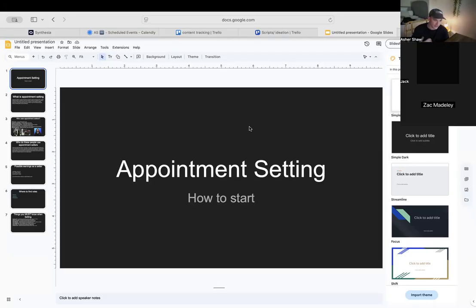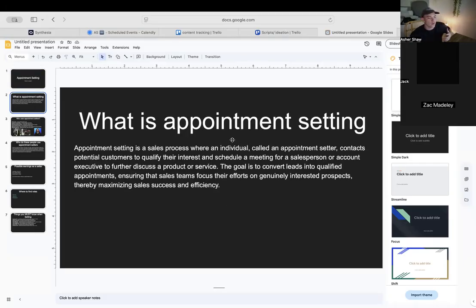Now, first thing that we need to understand is what appointment setting is. So what is appointment setting? Appointment setting is a sales process where an individual called an appointment setter contacts potential customers to qualify their interest and schedule a meeting for a salesperson or an account executive to further discuss a product or service.